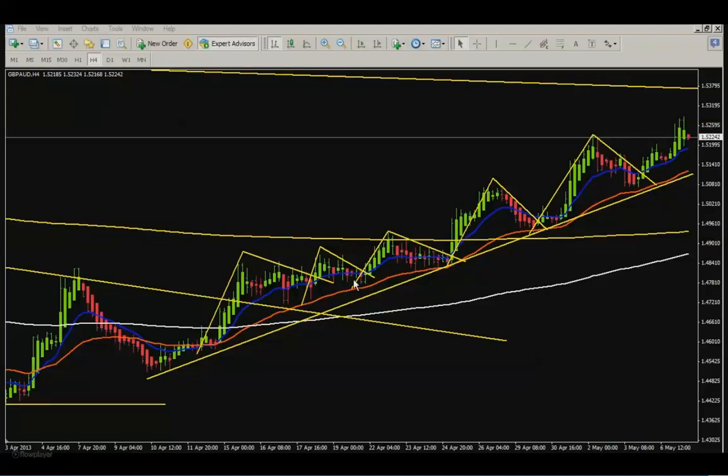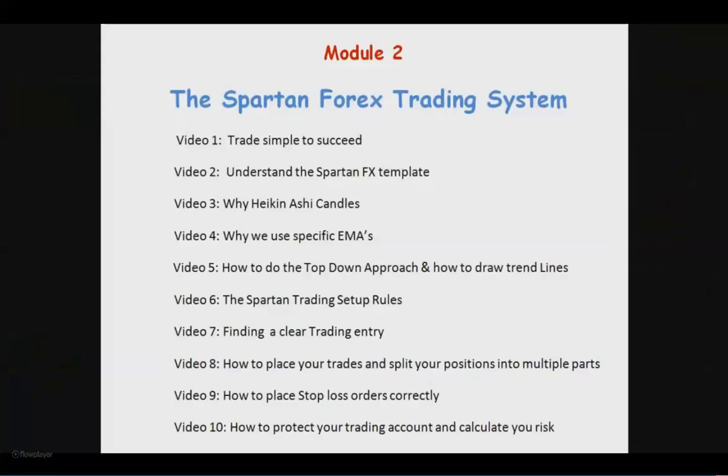Okay, so right now this video is over. You know the basics of the 1, 2, 3 setup and how to find a setup after doing a top-down approach. I just used a daily 4-hourly combination for this example. I will catch up with you in video 7 on how to find a clear trading entry. Please watch this video 6 at least 2-3 times to make sure you understand the trading setup rules, and then watch the next video, video 7.